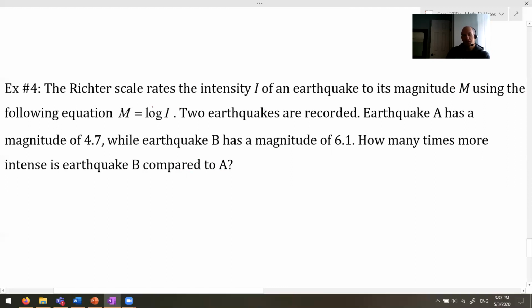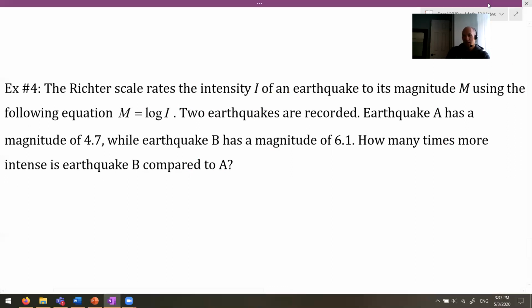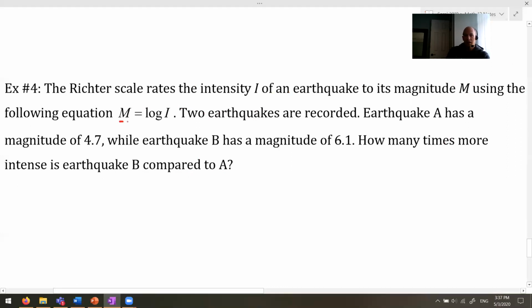So the Richter scale is a way of measuring the intensity of an earthquake, so the actual ground shaking, like the amplitude of the waves and all that sort of stuff. But we give it a magnitude, and the magnitude will be m. And we use this equation here. We say the magnitude is equal to the logarithm of the intensity. So the whole point of this is saying that if the intensity is small, then the magnitude is small. But as the intensity gets bigger, the magnitude gets bigger, but it doesn't get bigger as fast.